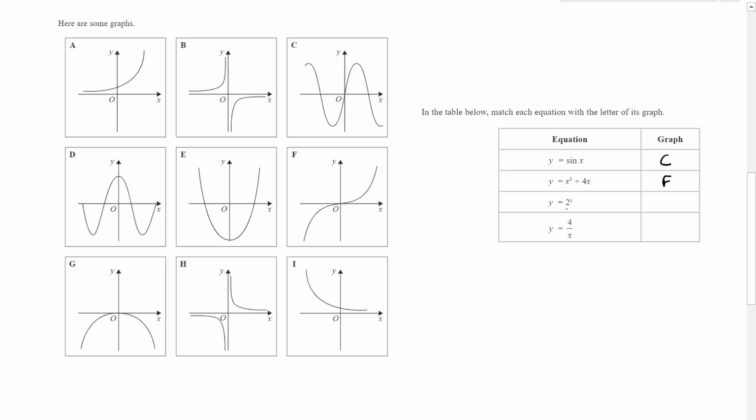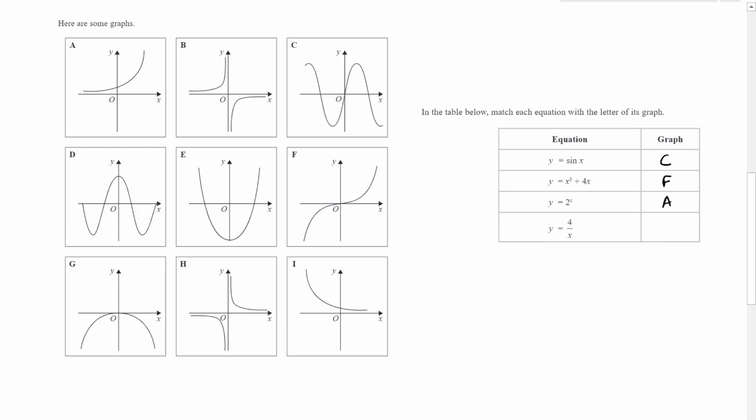This is an exponential graph, so 2 to the power of x means that if I have 2 to the power of 0, it should go through 1, 2 to the power of 1, it should pass through 2, 2 to the power of 2, it goes through 4, and it's going to go up by all of the squared numbers. So you can see that going across by 1 is going to cause it to go up by a lot, and this is going to be graph A here.